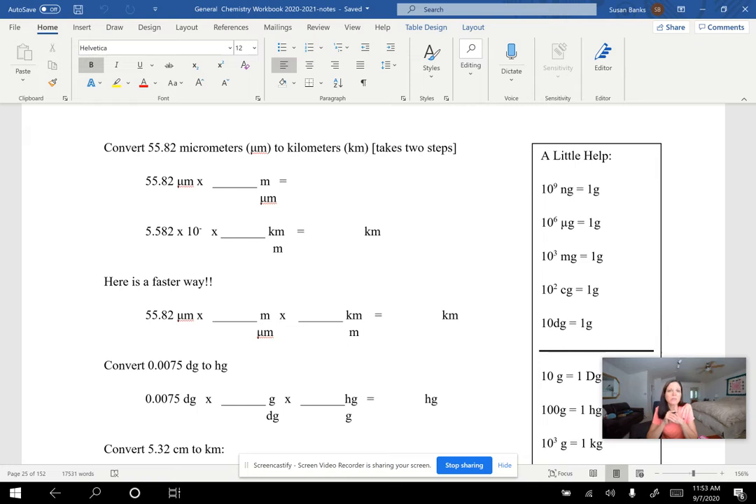Today we are going to, one, try and remember the prefixes in the metric system and the relationship to each other. And two, we are going to try and remember how to use our unit analysis so that we can cancel out units and get into the units that we want. So those are the two things that we're going to do.